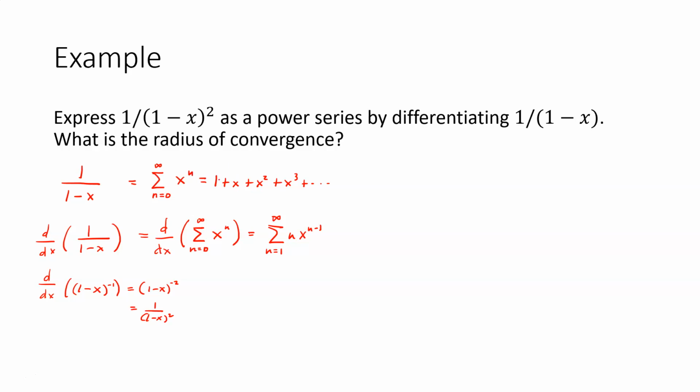So you can double check to see that that gives you the same terms that we would get if we were to just take the derivative of each term of the series when it's written out term by term. So it'd be 1 plus 2x plus 3x squared plus 4x cubed, and so on. So here we have a power series representation of 1 over (1 minus x) quantity squared.